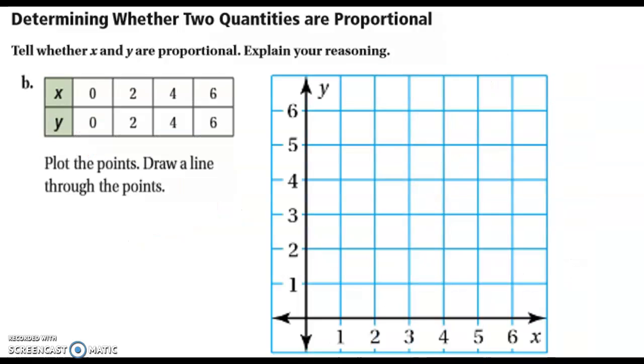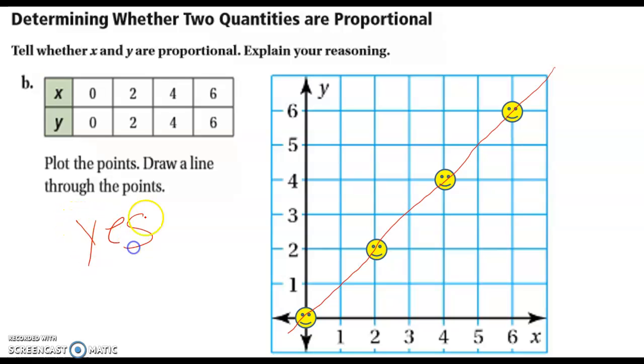Okay, so this one right here, we grab 0, 0. Then 2, 2, so we go over 2, up 2. And then 4, 4, so over 4, up 4. And then 6, 6. So this one, if we look at the line, it is going to hit through the origin. So since it did hit 0, 0, your answer is going to be yes. It does have a proportional relationship.